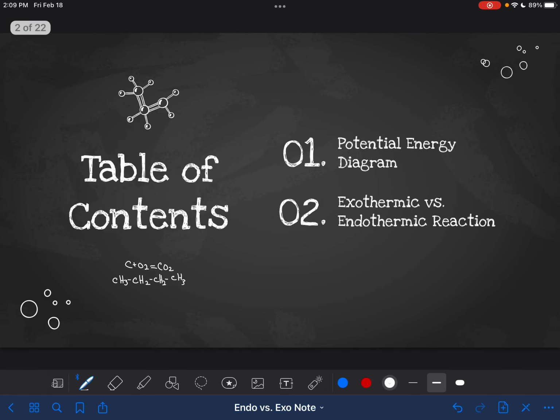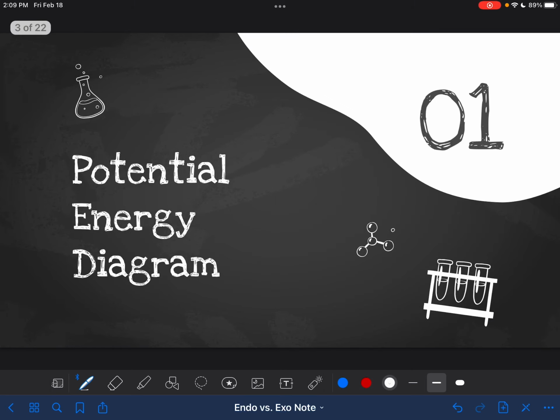The couple of things I want to talk about are the potential energy diagram and exothermic and endothermic reactions. There's going to be a lot of graph analysis and a simple math calculation such as subtraction. So here we go. Potential energy diagram.